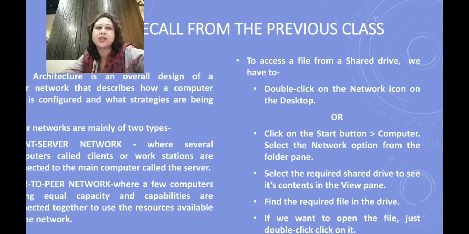Then we recapitulated on how to share a file in a network. So to access a file from a shared drive, what we need to do is we have to double click on the network icon on the desktop, or we can click on the start button and select the computer icon, and from there we have to select the network option from the folder pane. Then we have to select the required shared drive so that we can see the contents of it in the view pane, and from there we have to find the required file in the drive.